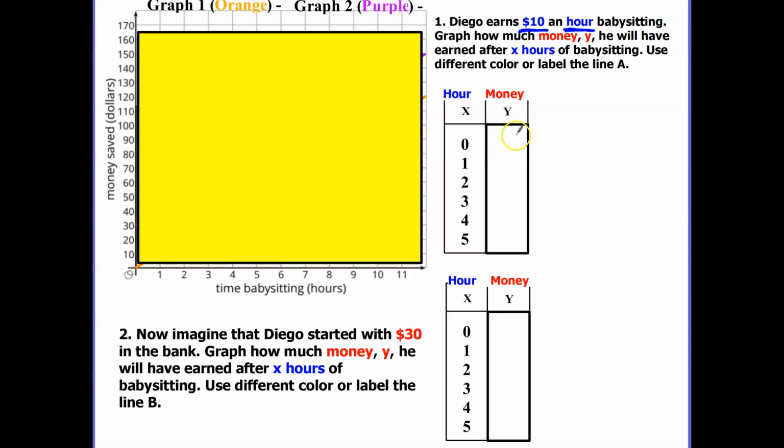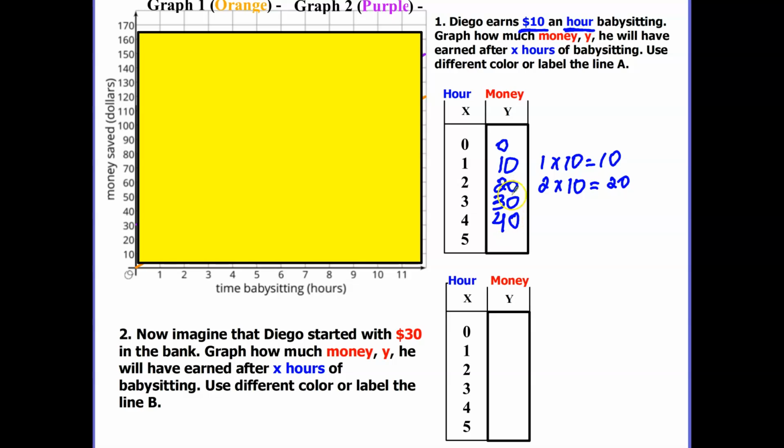So if he works 0 hours, he does not make any money, right? So we put 0 there. So when he works 1 hour, he makes $10. So 1 times 10 equals 10. When he works 2 hours, he makes $20 because 2 times 10 equals $20. When he works 3 hours, he makes $30, and when he works 4 hours, he makes $40.